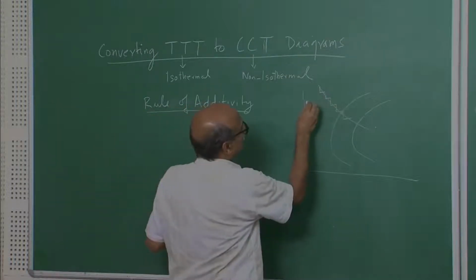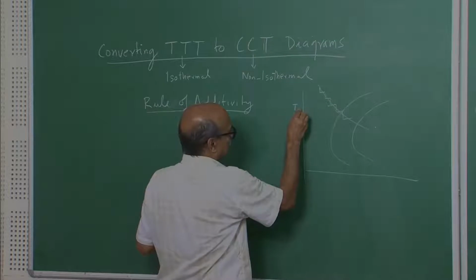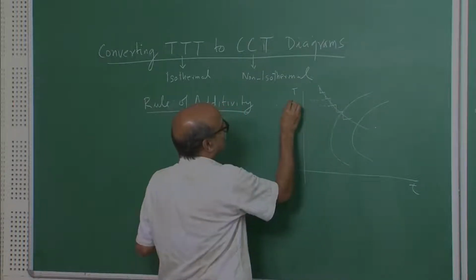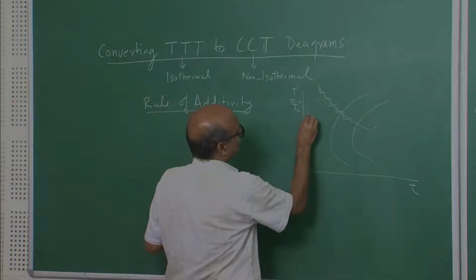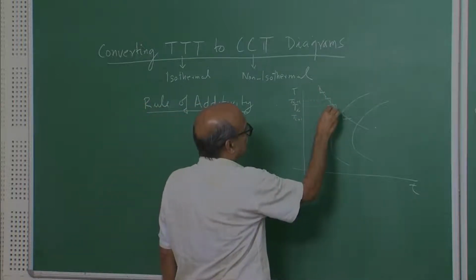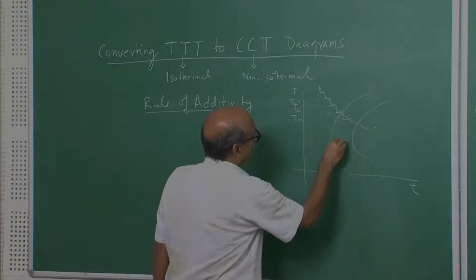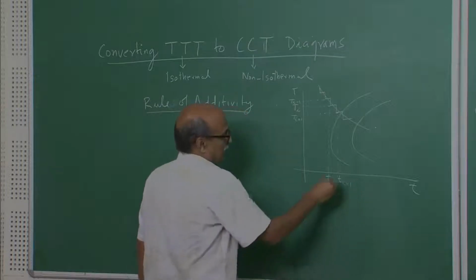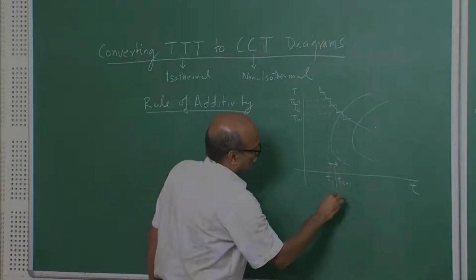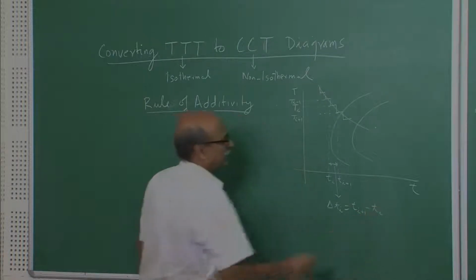Let us consider this to be, let us say, the ith step, and let me consider the temperature here as Ti. Let me consider the temperature of the previous step as Ti minus 1, and the temperature for the next step as Ti plus 1. Corresponding to Ti, there is a time ti, and corresponding to Ti plus 1, there is a time ti plus 1. The difference between these two times is the length of the isothermal step, and let us call this delta ti, which is nothing but ti plus 1 minus ti.